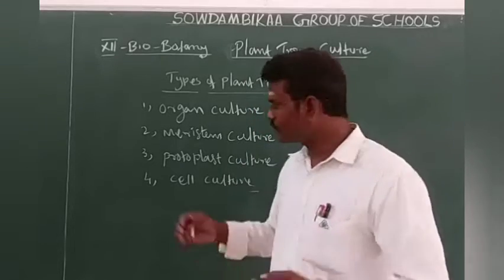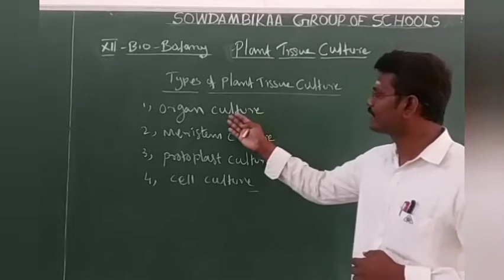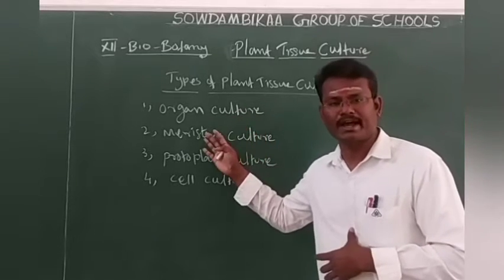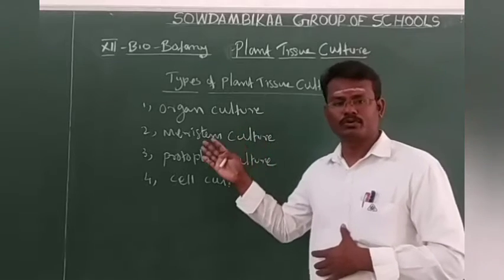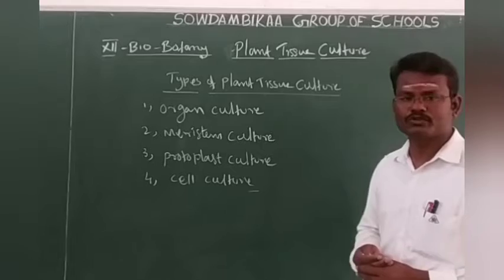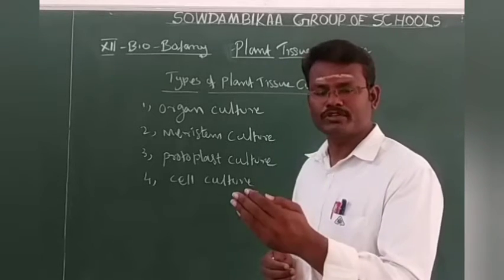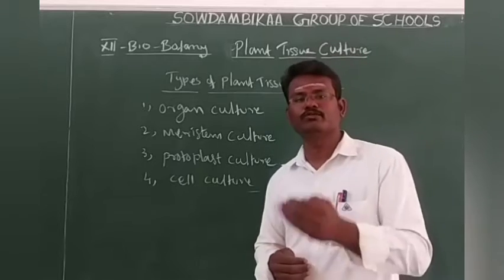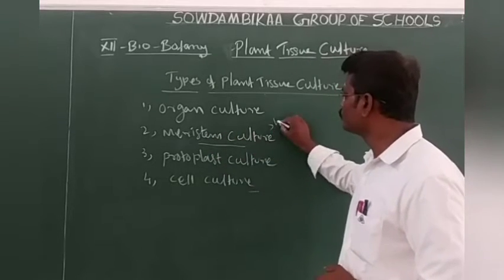Next, meristem culture. Second, organ culture. You can culture organs, parts of the plant: leaf, stem, embryo, root. We can use them for culturing. Next, meristem culture: we use the meristematic zone of the plant, the root meristem or shoot meristem. Mostly in plant culture we use only the shoot meristem.